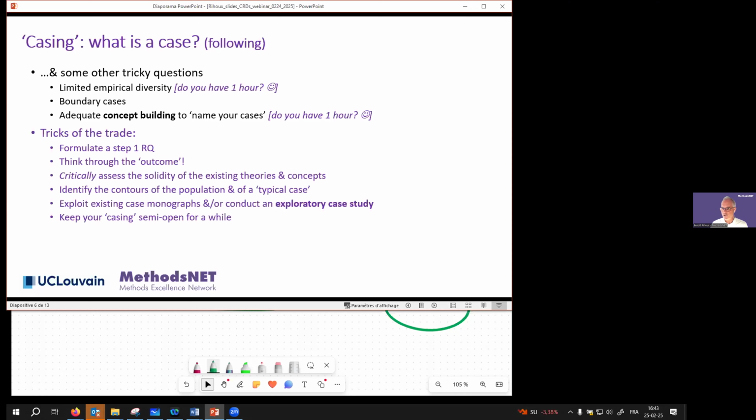So, tricks of the trade for casing, because I see that time is moving. First, it's a really good idea to formulate, as step one, a research question, at least a temporary working research question with a temporary casing, let's say, location, time, and space. Think through then, secondly, the outcome. I mean, what you want to explain. In quantitative research, you would call this the dependent variable, right? Critically assess the solidity and the robustness of the existing theories and concepts. Don't take them for granted. Don't be afraid to look around for alternatives, or perhaps to do your own concept building.